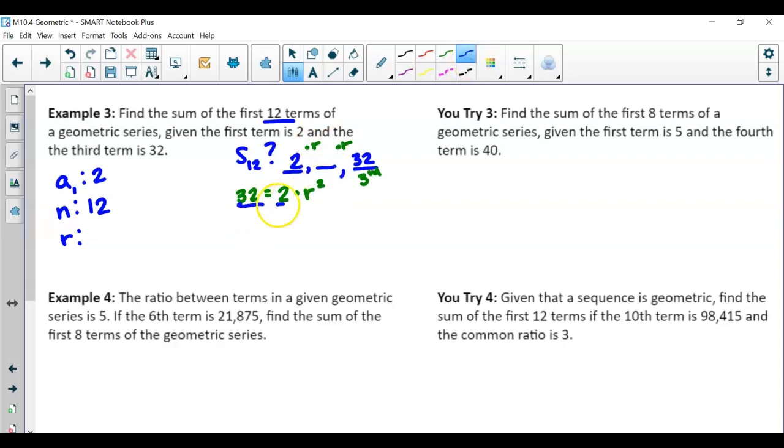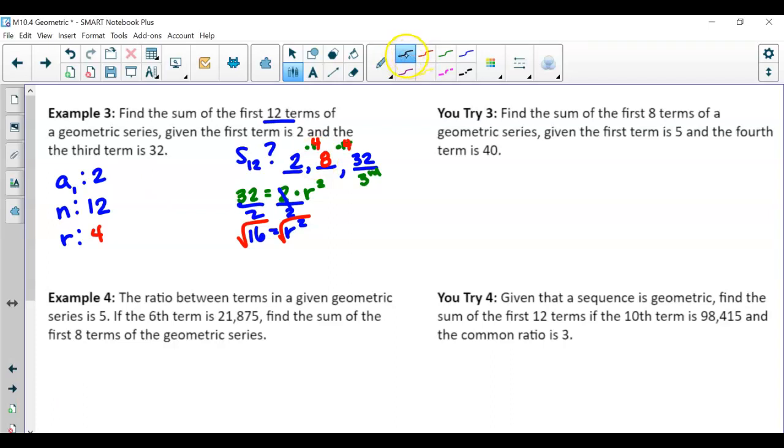I need to divide by 2, and now I have 16 is equal to r squared. Then take the square root, and r is equal to 4. So now you can see 2 times 4 is 8, and 8 times 4 is 32. So notice how that works. So now we can go ahead and use our formula.